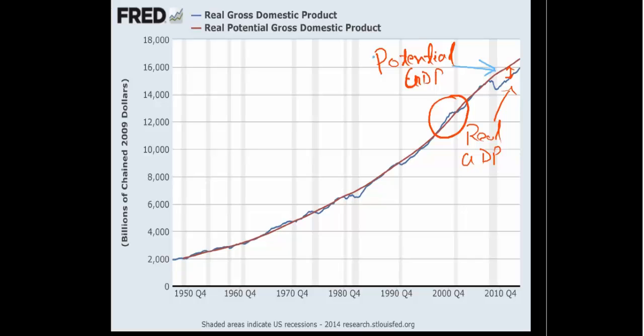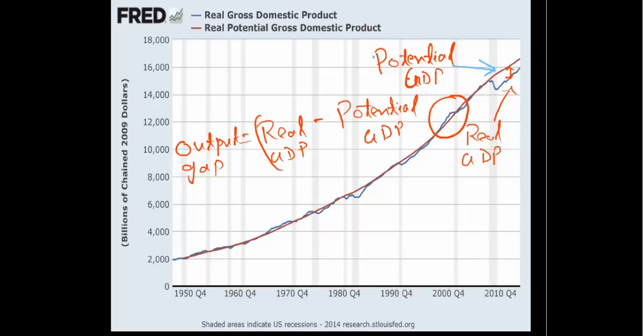So related to this concept is the output gap. Output gap is the difference between real GDP and potential GDP. And it's a very good measure of how well our economy is doing. Often the aim of the policymakers is to fill this gap. If our real GDP is more than potential GDP, that means the economy is overheating. That means we are trying to overutilize our resources, which is not good.